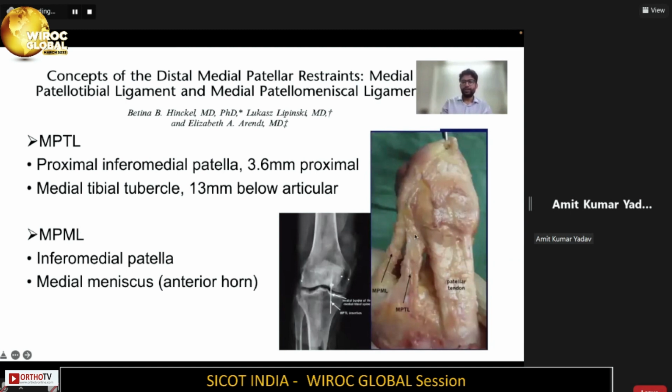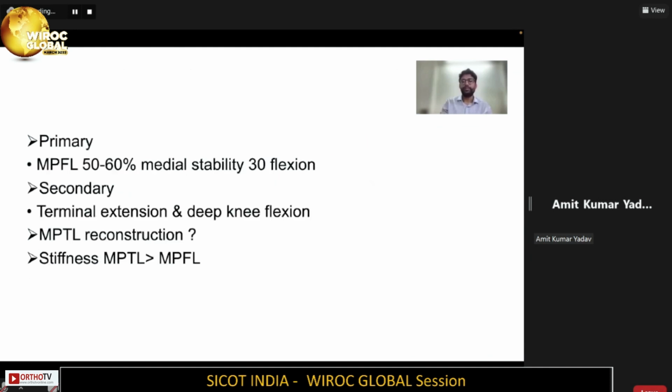MPTL is attached proximally on the inferomedial patella, around 3.6 mm proximal to the inferior pole of the patella, and its insertion is on the medial tubercle, 30 mm below the joint surface. MPML is attached on the inferomedial patella, just proximal to the MPTL, and inserted on the anterior part of the medial meniscus. The primary restraint is the MPFL, which provides 50 to 60% of medial stability at 30 degrees of flexion, whereas secondary restraints are important in terminal extension and deep knee flexion.